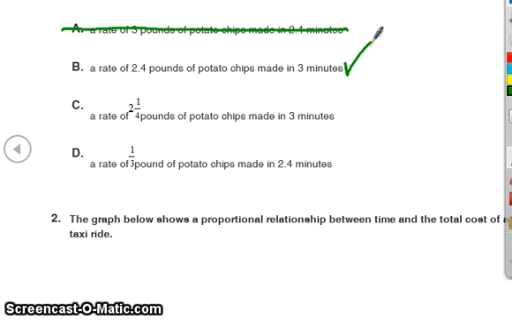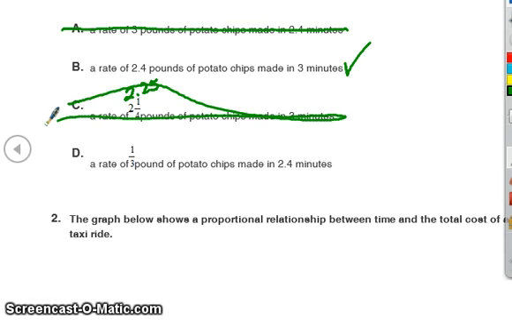I agree with that. C, a rate of 2 1/4. This is 2.25, and that is not what we found. So that number is incorrect, which makes that answer choice incorrect. D, a rate of 1/3 pound of potato chips made in 2.4 minutes. Best answer choice for that question would be B.